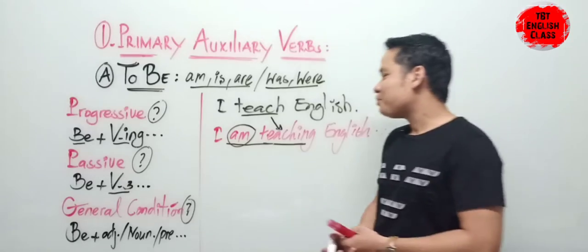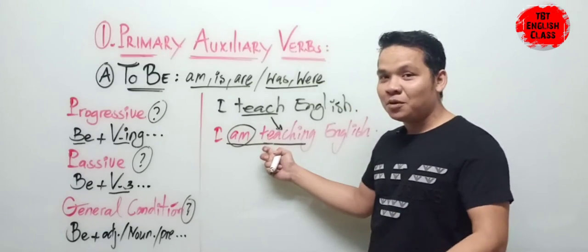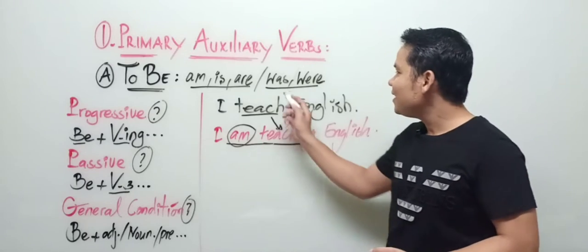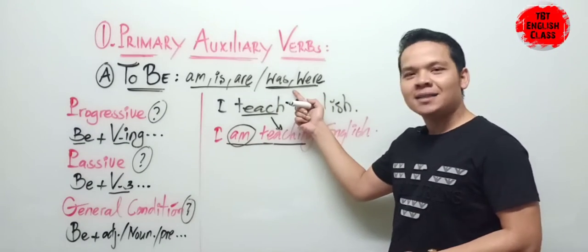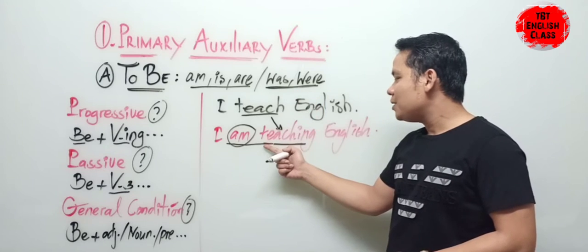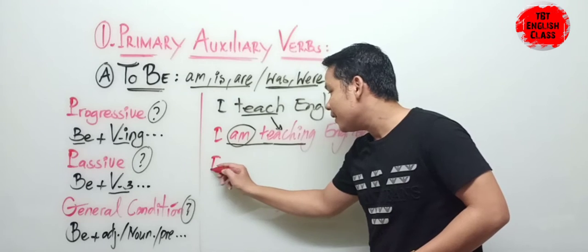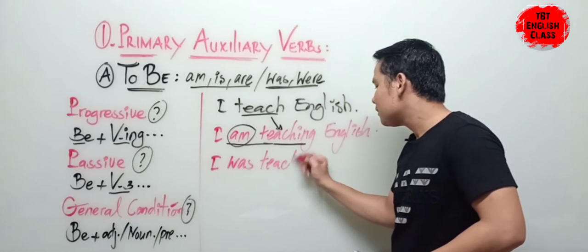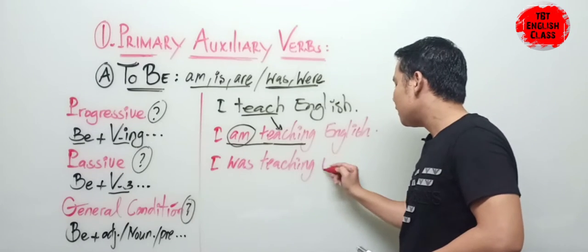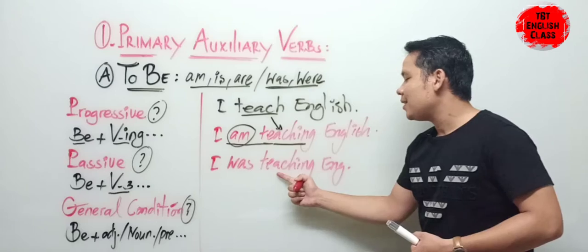Okay, so again, can we change this sentence to be past progressive form? We can. You can see this one I told you already at the first. We use verb be for past time. So when you want to change this one to be past time, we change like this. I was teaching English. Okay? I was teaching English.